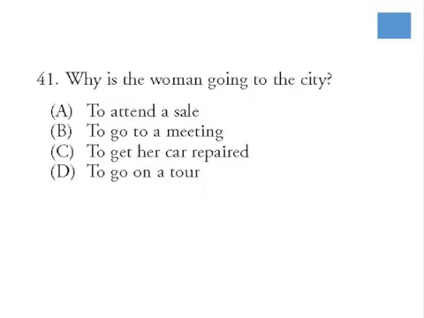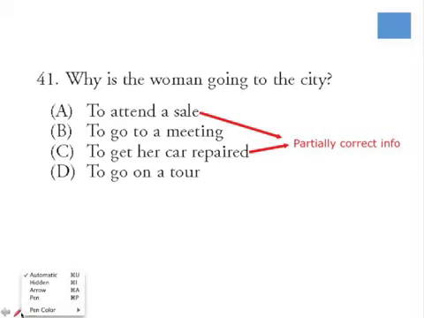So, for example, in number 41, why is the woman going to the city? You will notice that in choices A and C, there are some pieces of information that are partially correct. She was going to attend something, and it did have the word sale in it. These two ideas are basically correct, except they're obviously not referring to the correct context.